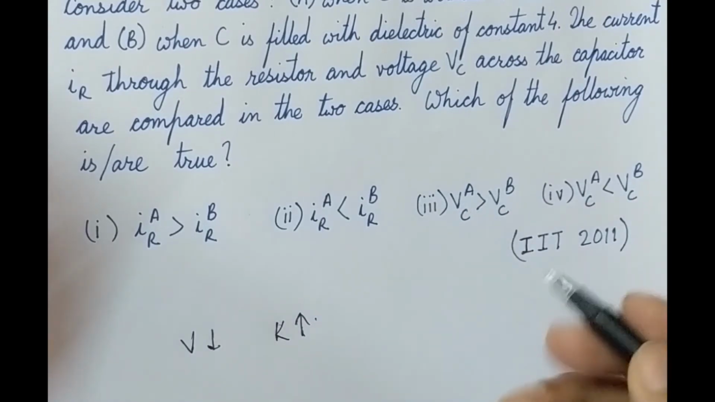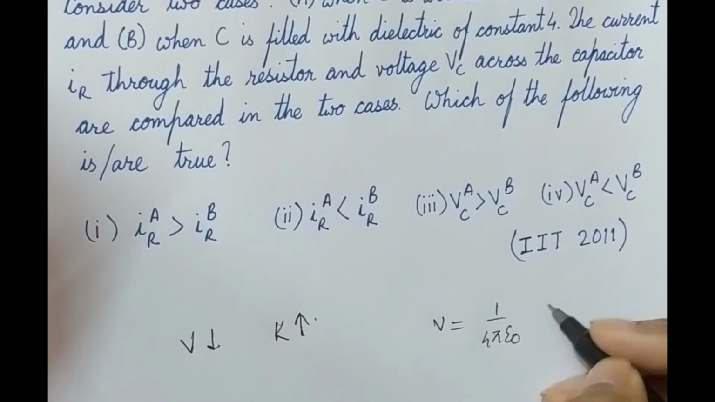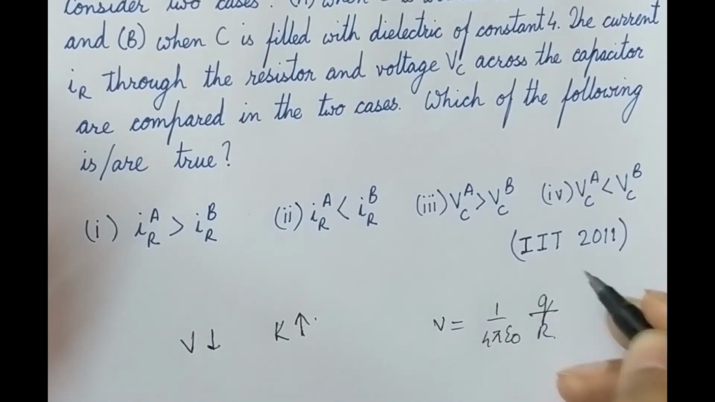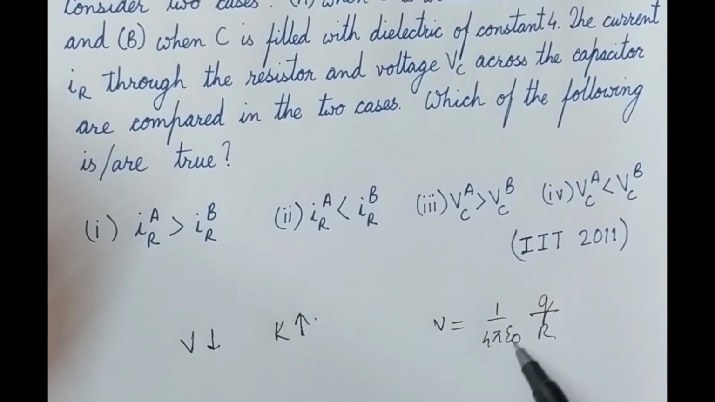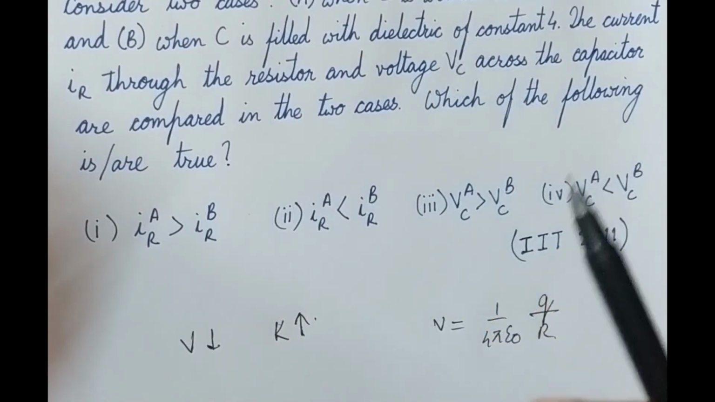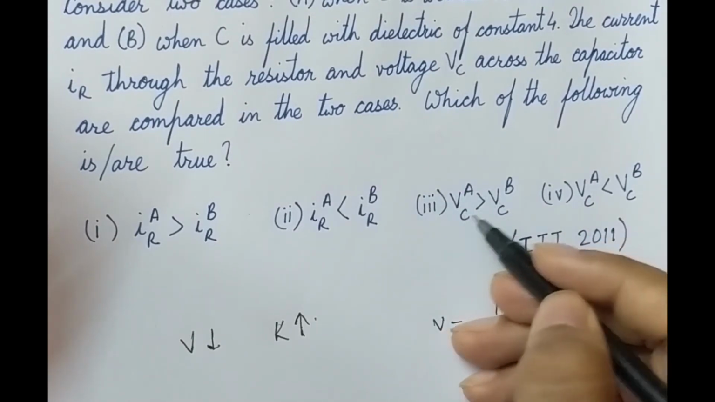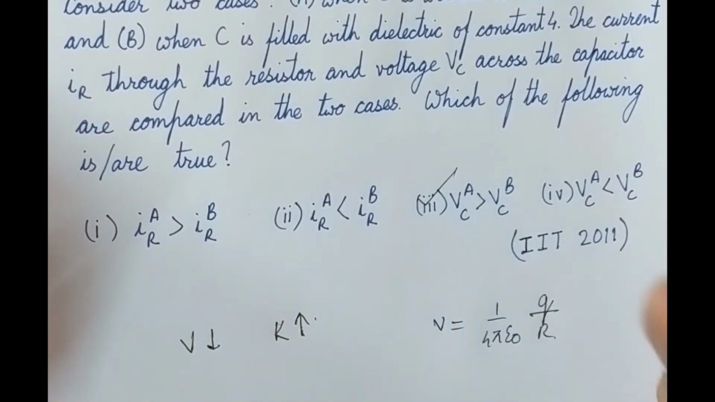If we check the formula for voltage, we have 1 by 4 pi epsilon naught Q by R. This is a general formula for voltage. If there's a dielectric constant K, you replace epsilon naught by K epsilon naught. So by that logic, if K goes up, the denominator goes up, so V as a whole goes down. So we know from the very beginning that in the second case, the voltage across the capacitor will be less than the voltage in the case when there's no dielectric. So VB will be less than VA. So this option is correct.